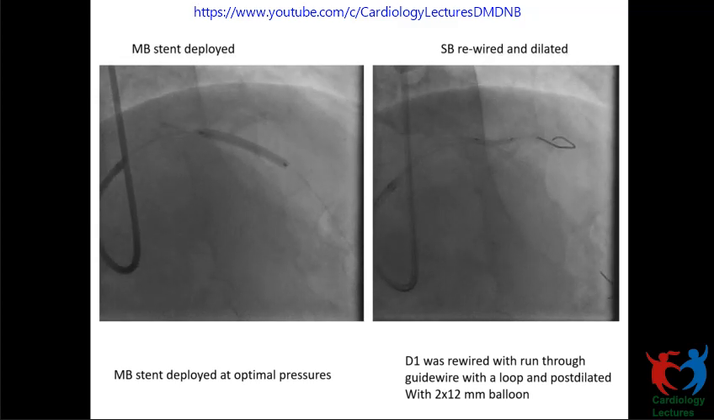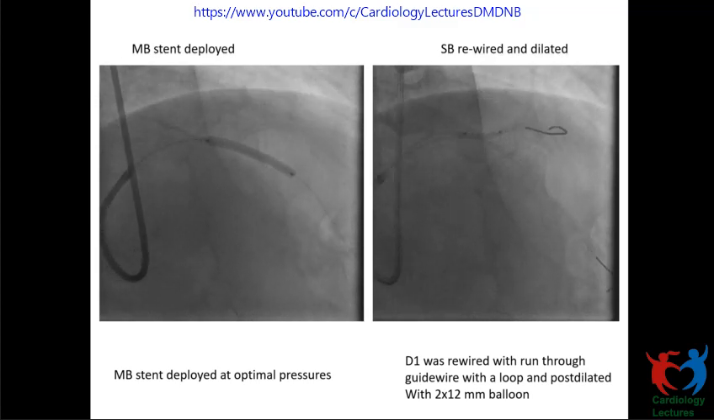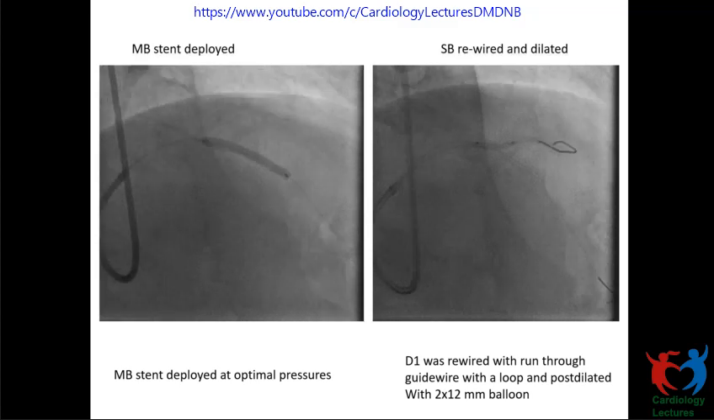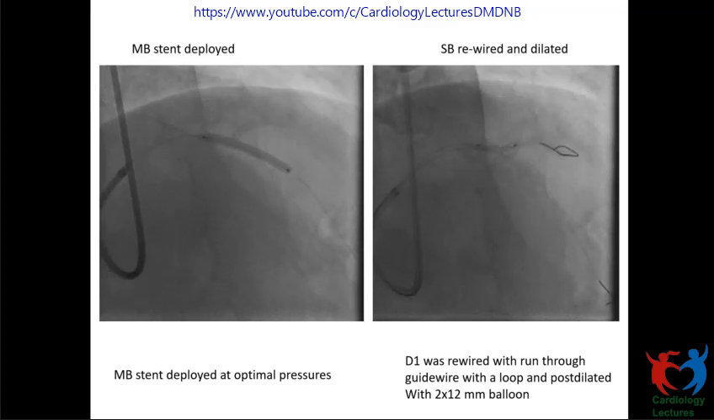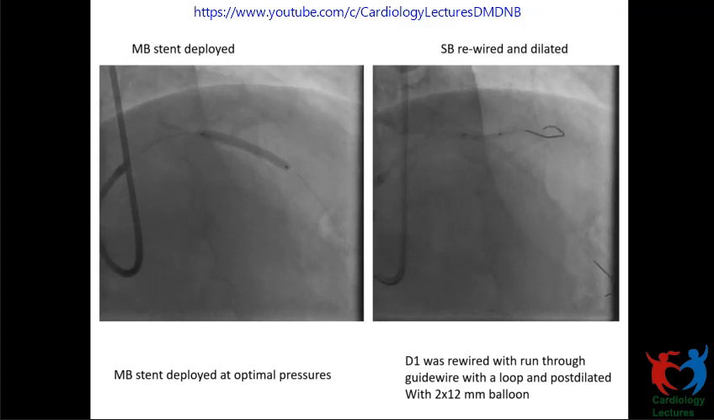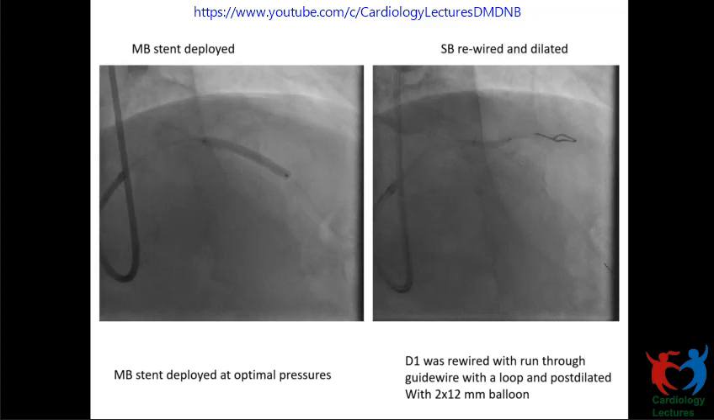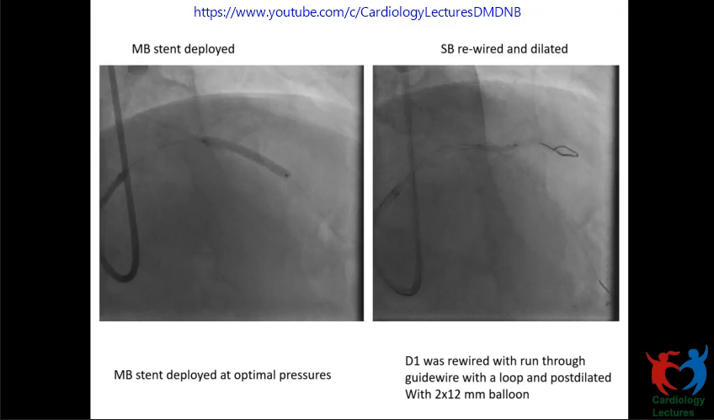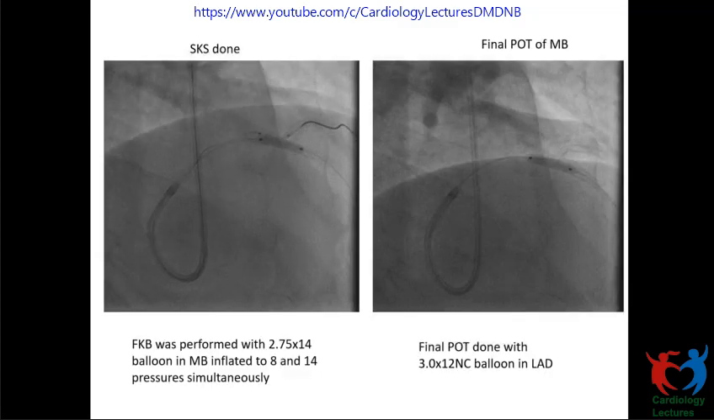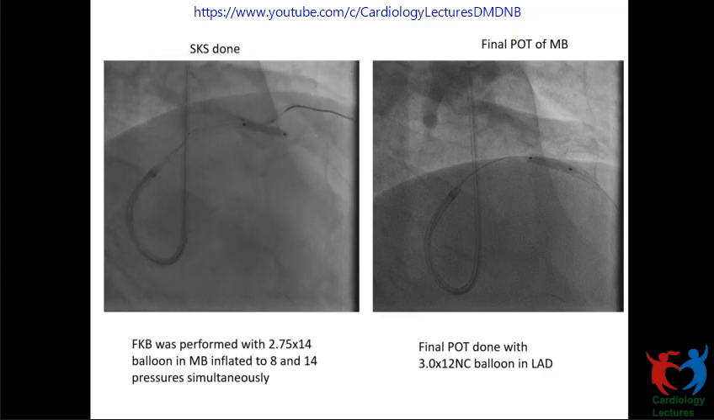After this, in the side branch, we did the POT of the stent which was present in the LAD, but it was not an actual POT, because we did not have a shorter balloon. So we had done it with the 12, which was not an actual POT. After that, we could cross the diagonal, and then we did the post-dilatation with the 2x12 balloon, and then simultaneous kissing with the same balloon and with a 2.75 into 14 balloon in the MB, dilated at 8 and 14 atmospheres simultaneously.